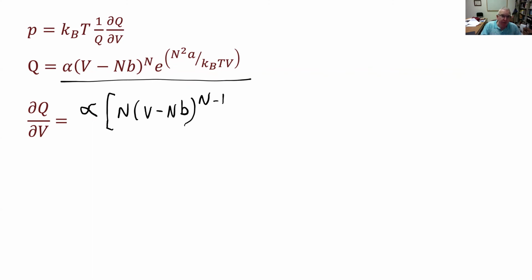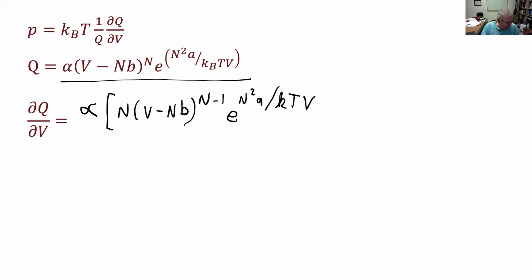That's the derivative of the first term there. So I've got to multiply that by the second term, e to the n squared A over kTV, where my k there is the Boltzmann constant. I did not put the B on it this time, it looks like.